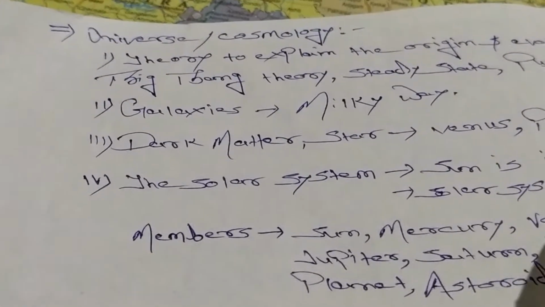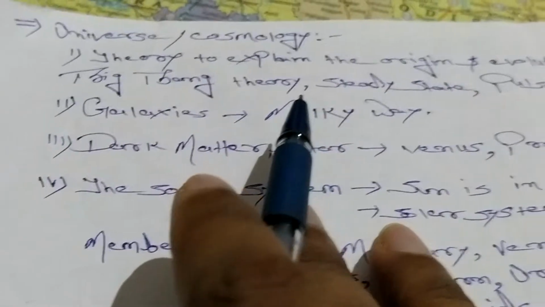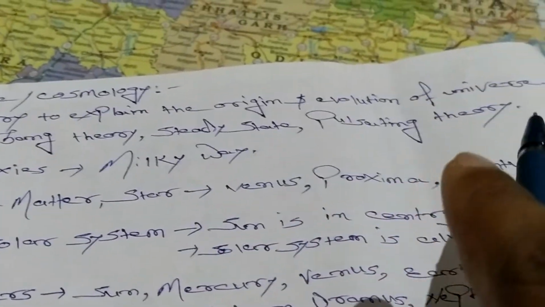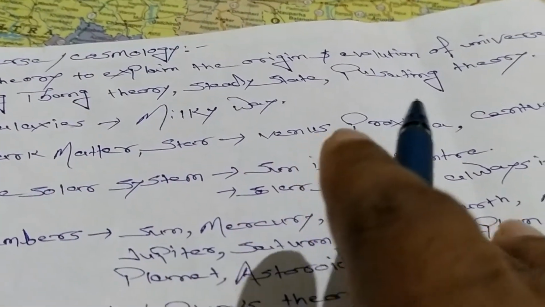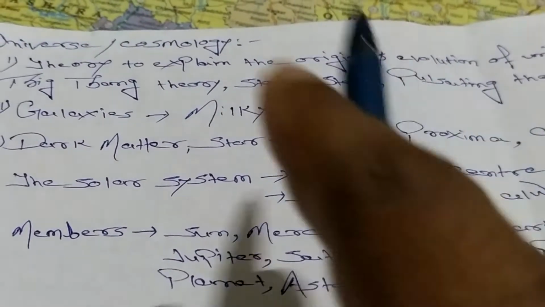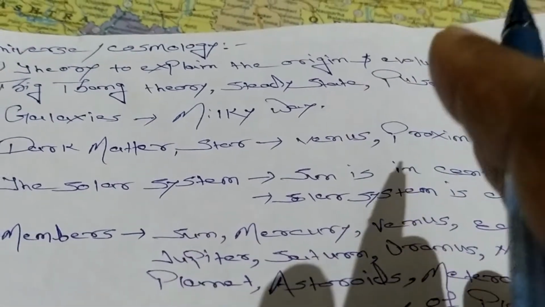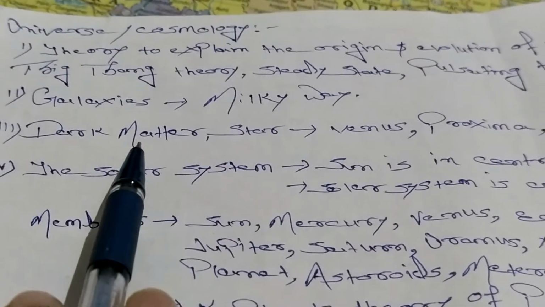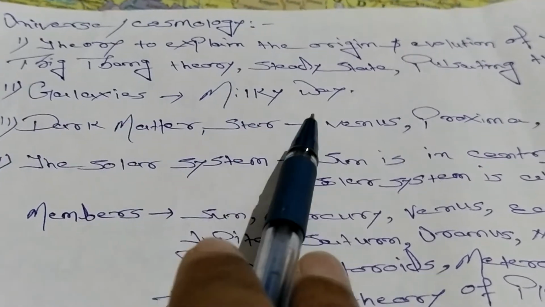Now let us start the new topic of geography, that is universe or cosmology. In this topic we will explain theories of the origin and evolution of the universe, like Big Bang theory, steady state and pulsating theory. These are the theories which deal with the study of our universe, that means how our universe formed. Okay friends, then comes galaxies, groups of stars, and our own galaxy is Milky Way.